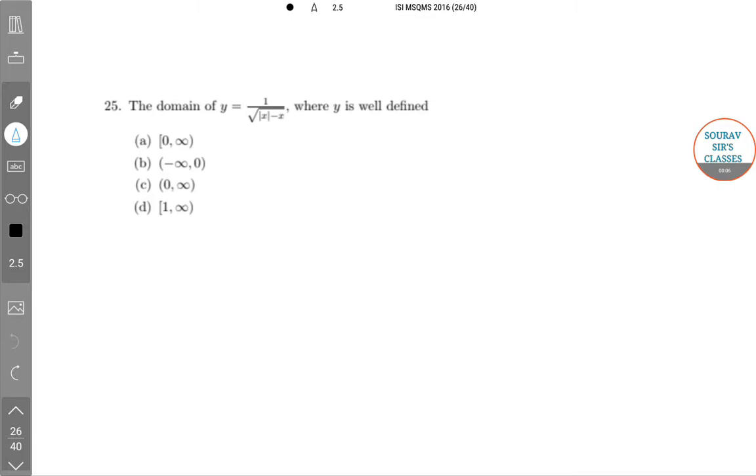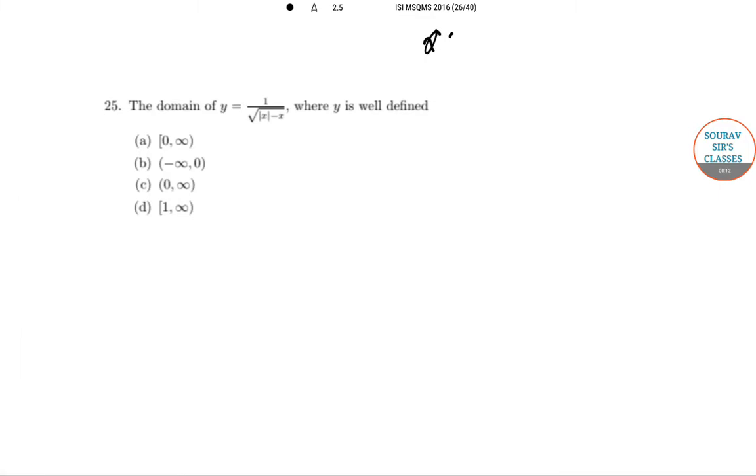Today we'll be solving the ISI MSQMS question paper of year 2016. So today we'll be solving question number 25 and 26. So let's begin with question number 25.